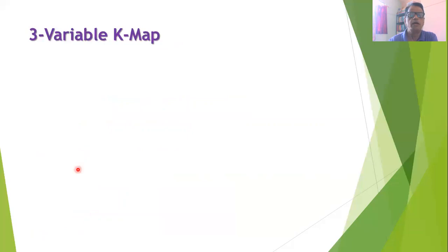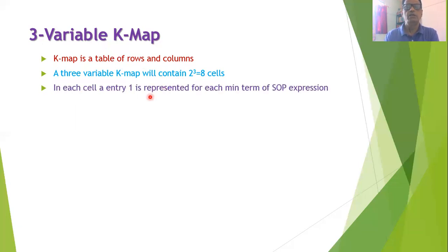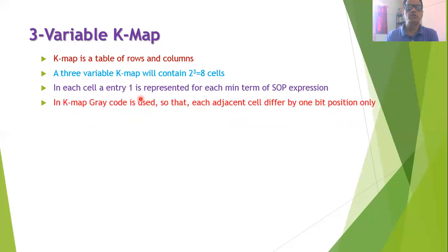Now we will go for a 3-variable Karnaugh map. A 3-variable Karnaugh map is also a table which consists of rows and columns, and it will have 2 raised to 3, that is equal to 8 cells. In each cell, we will make an entry 1 for each minterm of the given SOP expression. As I said earlier, in this Karnaugh map also, we will be making use of the gray code.